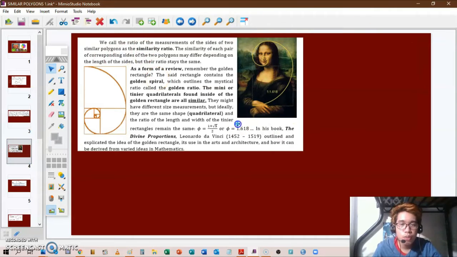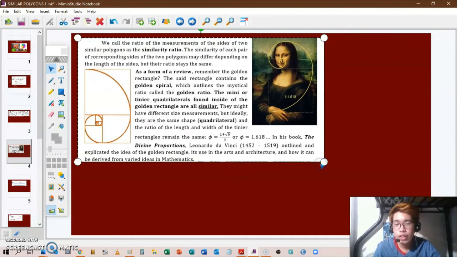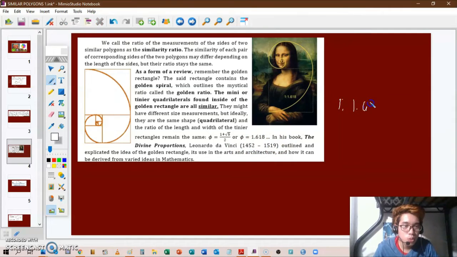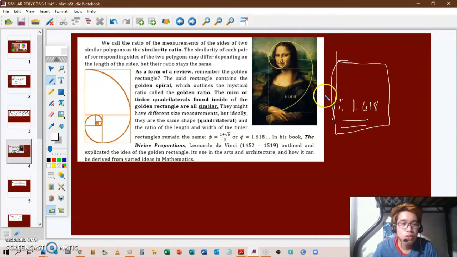We also have a lot of similar polygons found on real-life objects such as this one. We call the ratio of the measurements of the sides of two similar polygons the similarity ratio. The ratio of each pair of corresponding sides may differ depending on the length of the sides, but the ratio stays the same. For this one, the golden ratio, 1 to 1.618, stays the same for these types of portraits. This can also be seen on bond papers. There are a lot of applications for the value of phi.